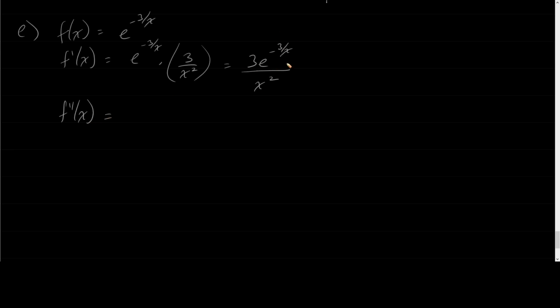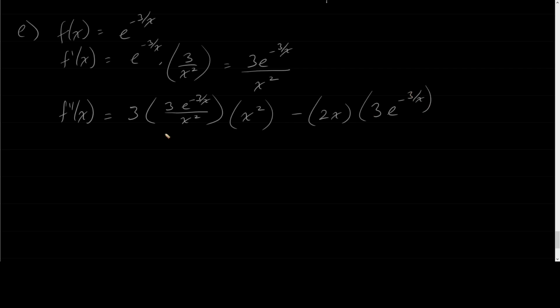I need to do the quotient rule, right? I've got a quotient of two functions, so the derivative of the top. Well, look at that. That's very similar to what I had here. So it's just going to be, this 3 is still there, but now I need to take the derivative of this piece. So it's 3 times the derivative of e to the negative 3 over x, which is all of this, which is 3e to the negative 3 over x squared. So that's the derivative of the top, times the bottom, x squared, minus the derivative of the bottom, 2x, times the top, 3e to the negative 3 over x. All of this over the bottom, squared.